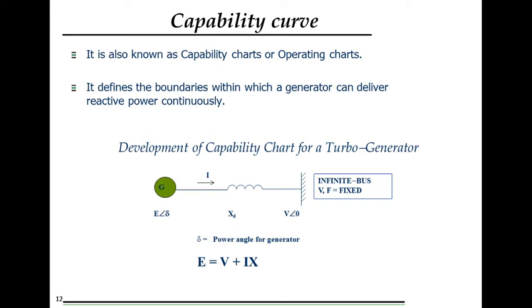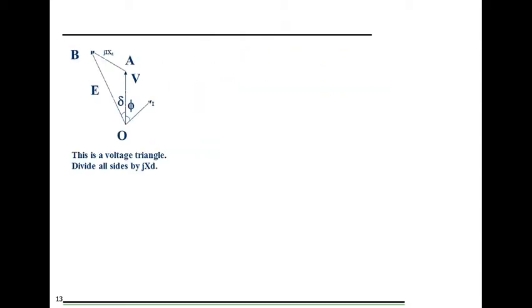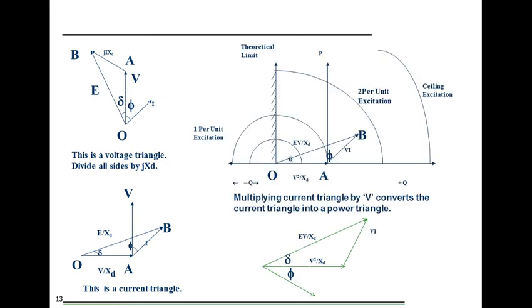Suppose E is the generator terminal voltage. The generator is connected to a grid which has a voltage V. The reactance of the line between the generator and the grid is Xd, and the current flowing from the generator to the grid is I. So as per the vector, we have E equal to V plus I Xd. Now we will draw a vector diagram for the equation E equal to V plus I Xd.